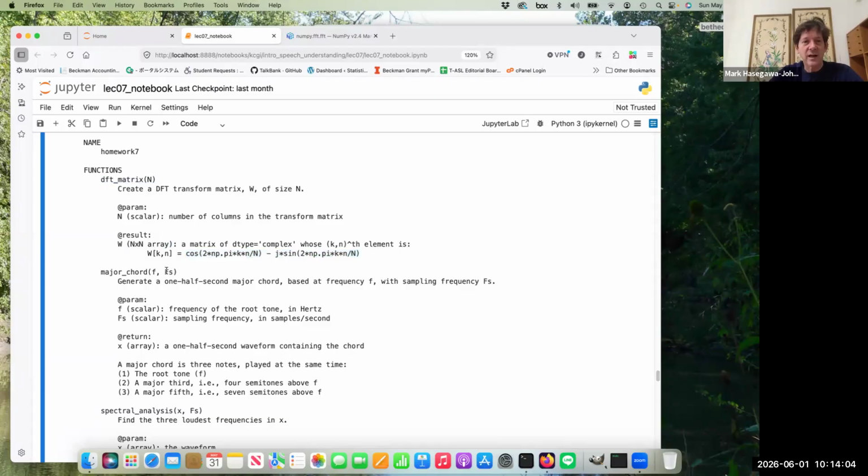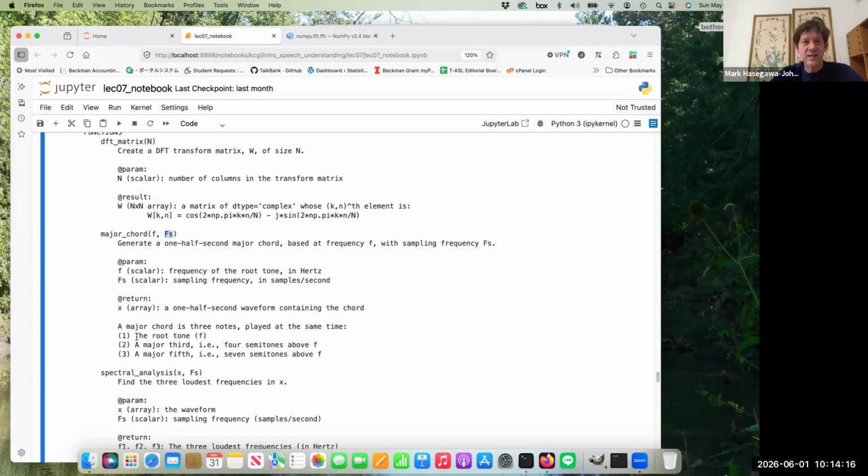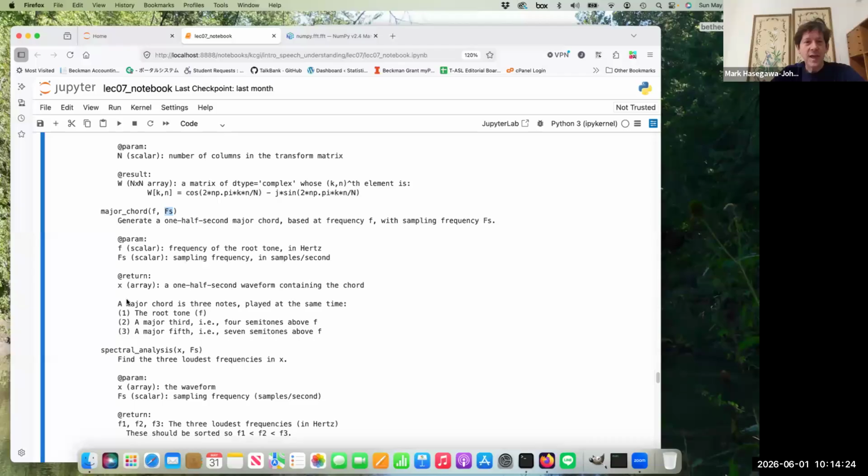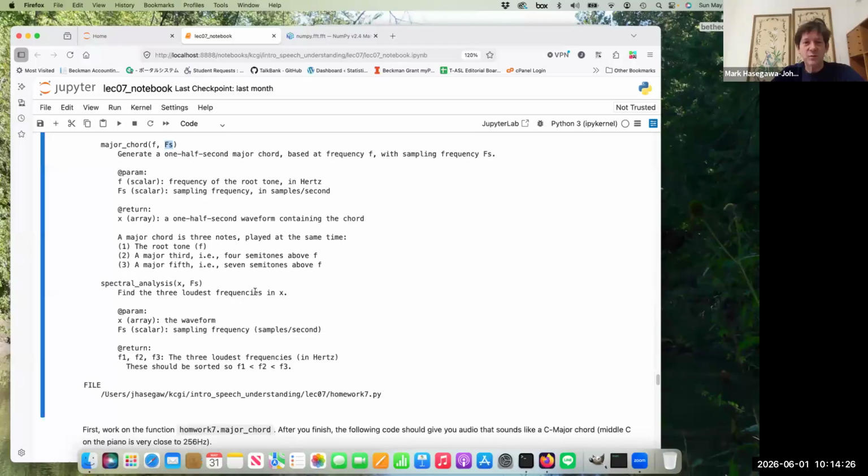And then we'll generate a 1/2 second major chord. So 1/2 second means the number of samples should be 1/2 of fs at frequency little f. And that will give us the major chord, which is the bass note, the root tone, and a major third, 4 semitones up, and a major fifth, which is 7 semitones up. And then we'll do spectral analysis. We'll find the 3 loudest frequencies in X.